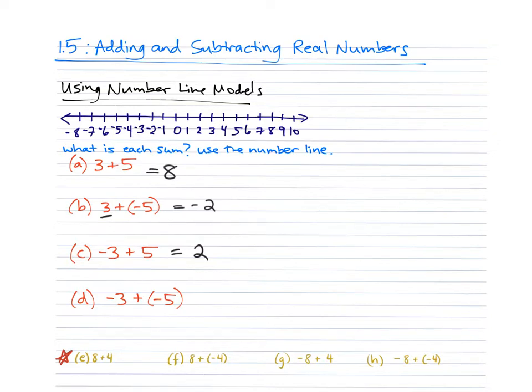And then the last example, you're starting at a negative number and you're adding a negative number, so that means you're going to go left on the number line: 1, 2, 3, 4, 5, negative 8.